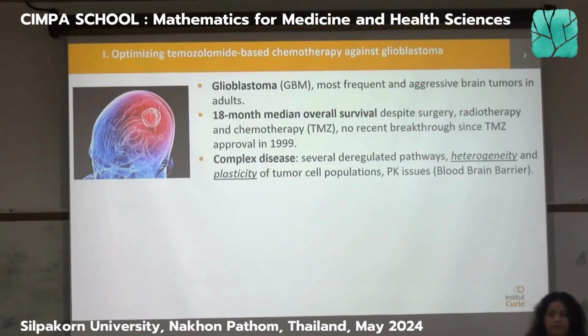And the tumor is plastic, meaning that it will change over time. So plasticity is the ability to change or to adapt to the drug. We are going to talk about the drug. So basically, when we give the temozolomide to the tumor, the tumor will adapt and become resistant to the drug.